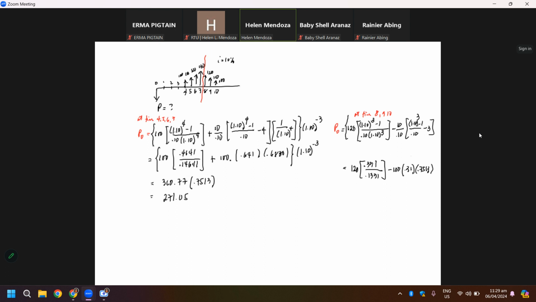So, ito siya, no? 1.1. Inurong ko lang. Dito ko na lang ilagay, 1.1. 1 over 1.1 raised to 3. So, yan po. Tapos, i-multiply natin siya sa 1.1 raised to negative 7. So, bakit po siya negative 7?